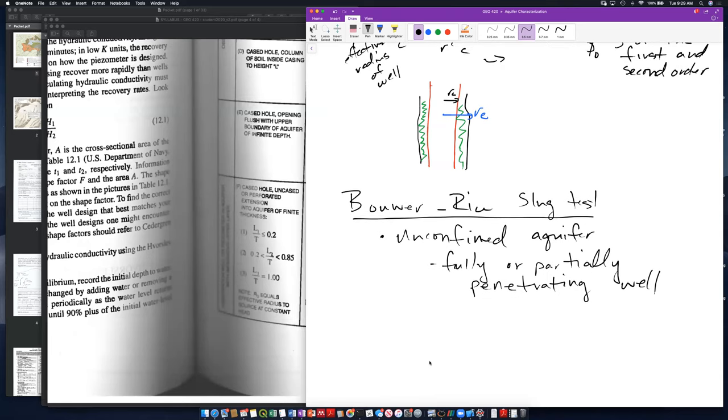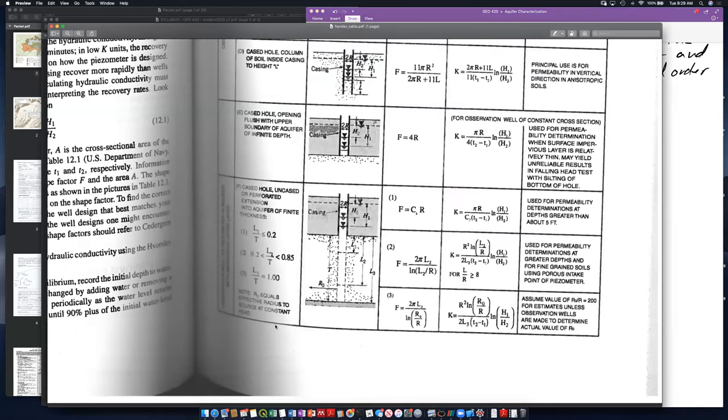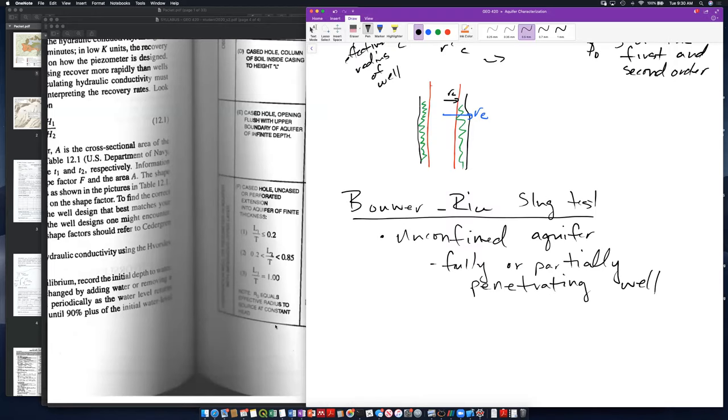And so it could be worth an investigation, depending upon your particular setting, into other methods like the Bouwer-Rice or the Cooper-Bredehoeft-Papadopulos. That will give you more accurate and more information.